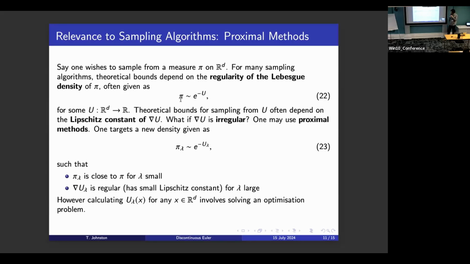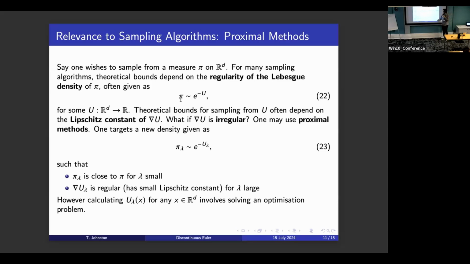One technique which has gained some attention is to use so-called proximal methods. For proximal methods, one targets a new, smooth density. So we have a family of densities here, π_λ. This family of densities has the property that when λ is small, they're close to π. In particular, one obtains, I think, pointwise convergence of this density to this density. But they also have the property that when λ is large, ∇U is regular, so it has a small Lipschitz constant for λ large. So, balancing these two factors, one can recover convergence results.